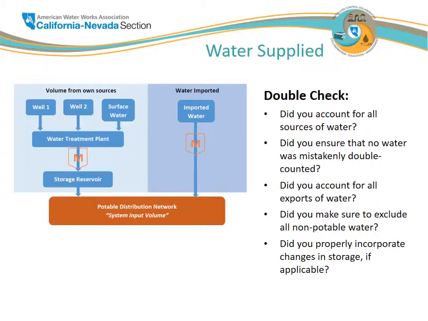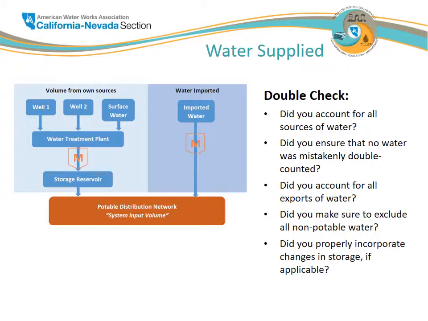We also want to make sure that we're accounting for exports of water. There's another cell in the audit software that asks you for exports of water. Because that volume doesn't serve your own customers, and we want to focus on the distribution system and the volumes exchanged for your customers, we want to exclude exports up front. We want to make sure that we're only talking about treated potable water. So any volume tracking that's associated with raw water or recycled water is not included in this assessment of water supplied.